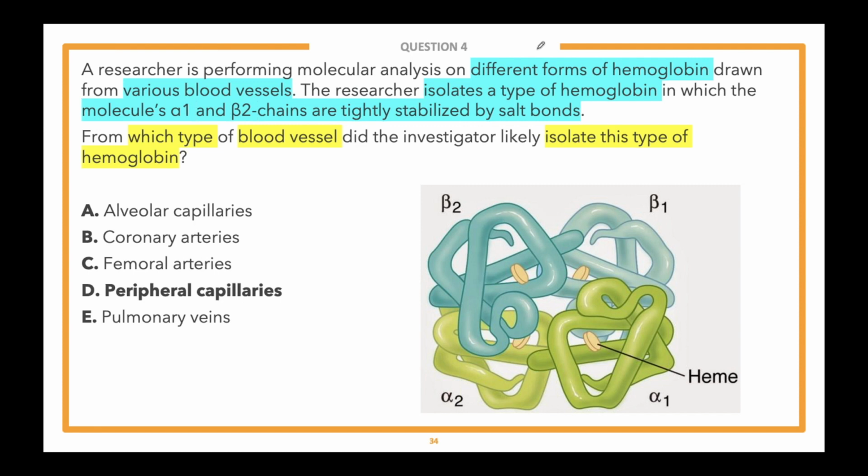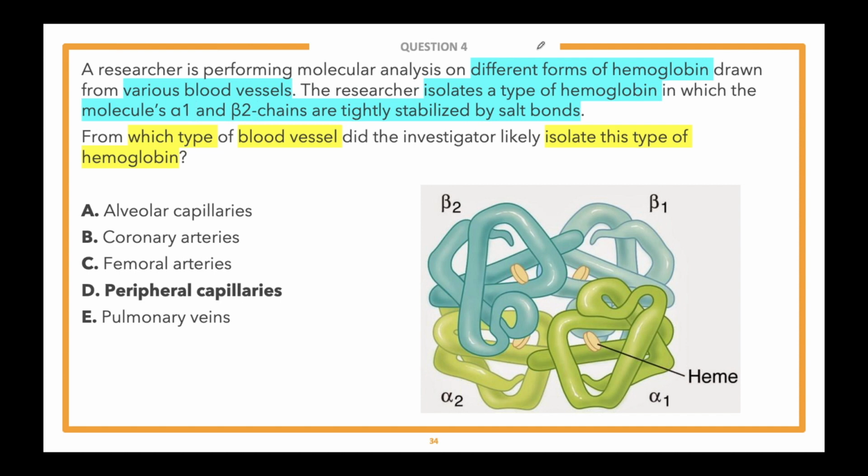So what holds these dimers together? Polar bonds. And this hemoglobin can assume either a taut form, T-A-U-T, or a relaxed form, depending on whether the molecule is oxyhemoglobin or deoxyhemoglobin. So the T form, the taut form of hemoglobin, is the deoxygenated form. In that case, you have many polar bonds holding these alpha-1 and beta-2 chains together when hemoglobin is in a low oxygen affinity state.